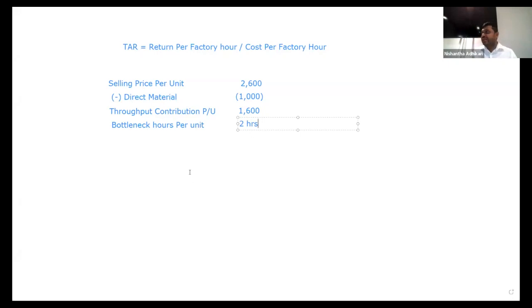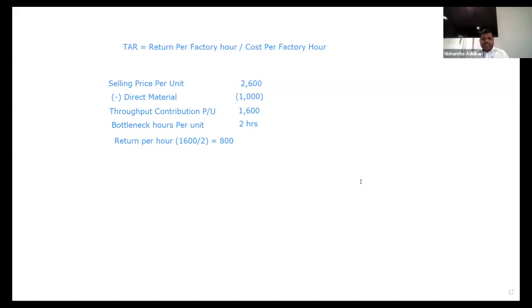Now you can easily calculate return per factory hour, 1600 divided by 2, that is 800. Right, that is 800. Now you have the return per factory hour. Now you have to find out cost per factory hour. When you are going to calculate cost per factory hour, again, I will share the screen.